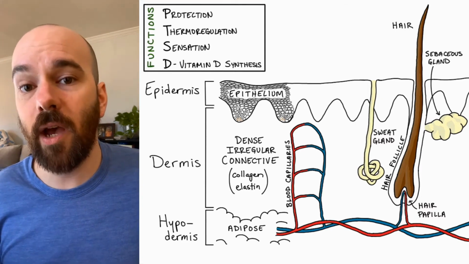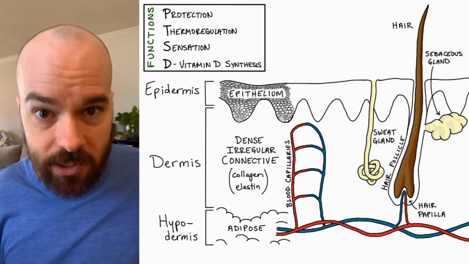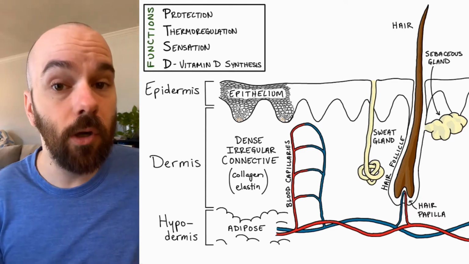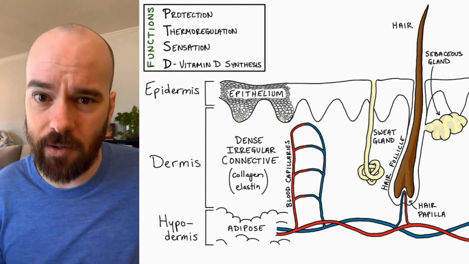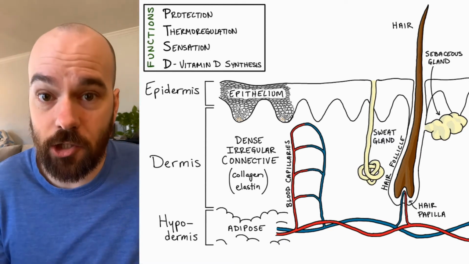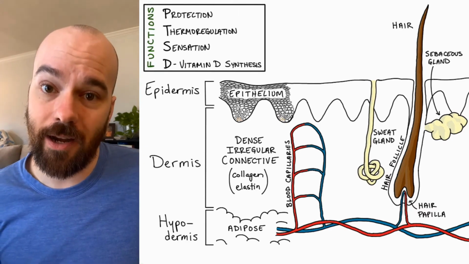And instead of making sweat, sebaceous glands excrete something called sebum, which is the oily substance that our skin produces. That oil or sebum lubricates the skin and also has some antibacterial properties, which gets back to our idea of protection.